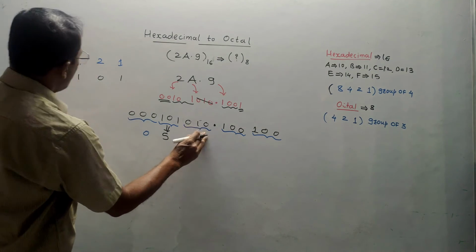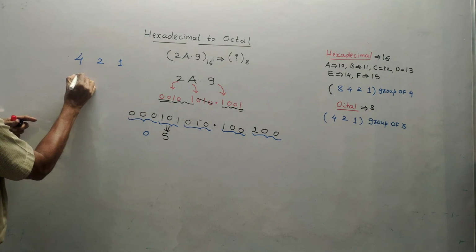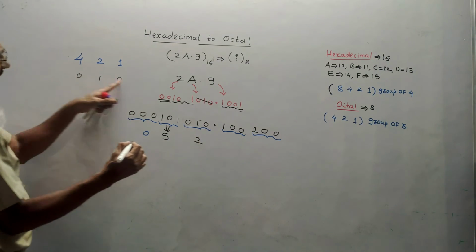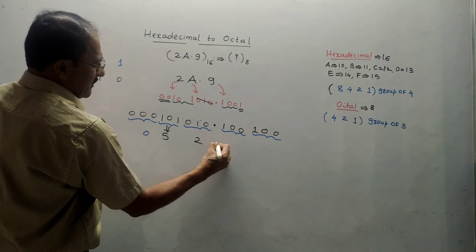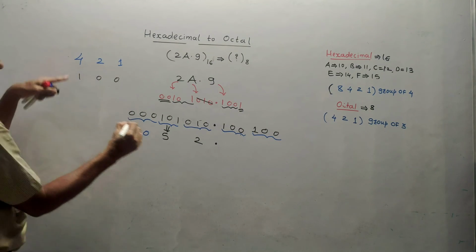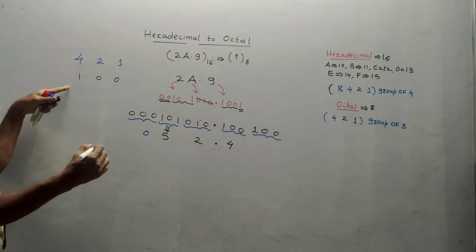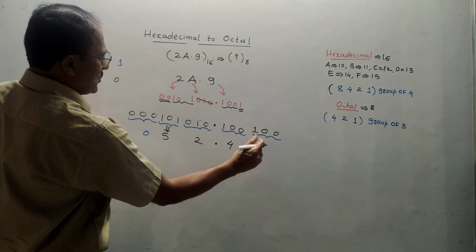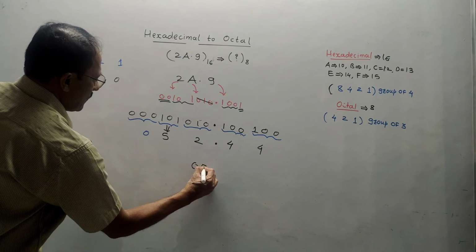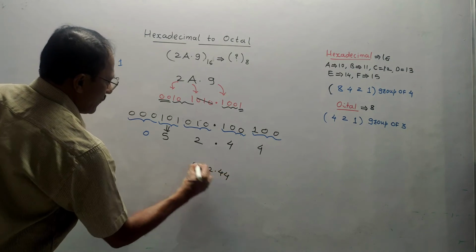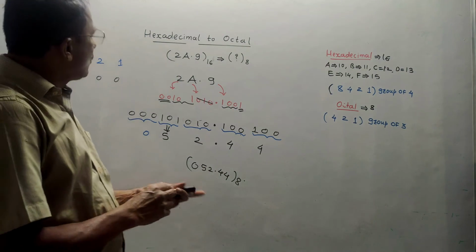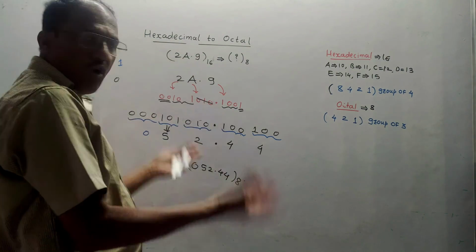Next is 0, 1, 0. So below this I will write 0, 1, 0. Very simple. It is only 2. All other values are 0. Keep decimal point as it is. Next is 1, 0, 0. Below this I will write 1, 0, 0. Answer will be 4. Just now we discussed the procedure. Next is again 1, 0, 0. So answer is 4. So the corresponding value is 052.44. Base is 8. So this is the way how to convert hexadecimal into octal number.